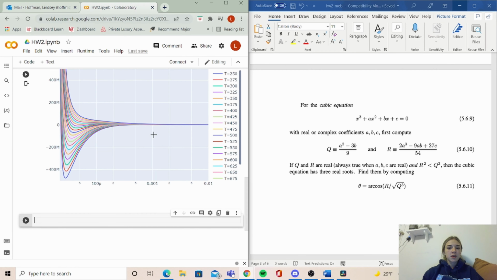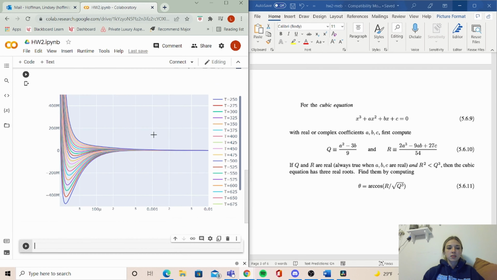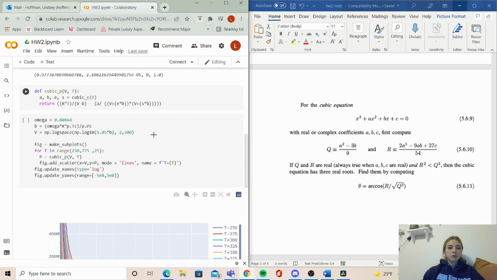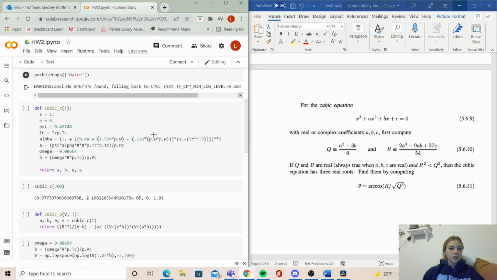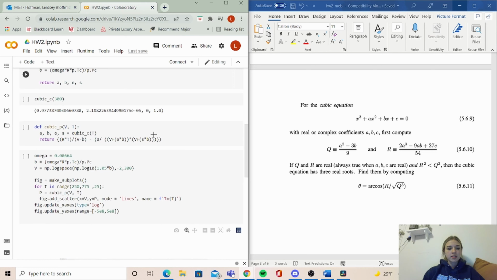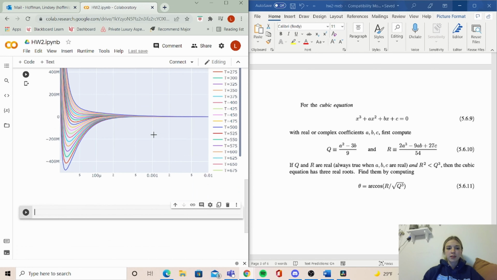So since we're going to be using the same substance, water, from our last video, I'm just going to write our code in the same Python Colaboratory notebook here. So we can go ahead and begin by writing a function that's going to compute our roots from our A, B, and C values.